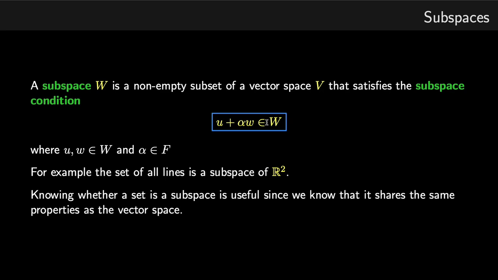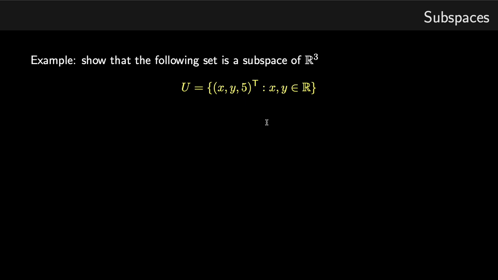Now, knowing whether a set is a subspace is useful since it shares the same properties. So, for example, any results we proved for the vector space also apply for a subspace. So here's an example. Here we've got a set U, which is in R3. So we've got a 3-element vector, and U is the set of all vectors which have an x component, a y component, and the third z component equal to 5. Okay, so let's show that this is a subspace.